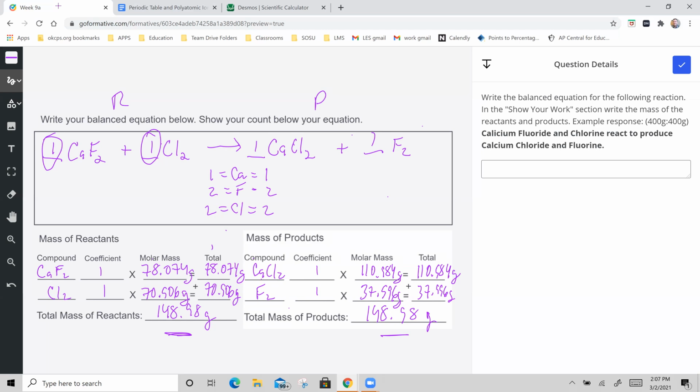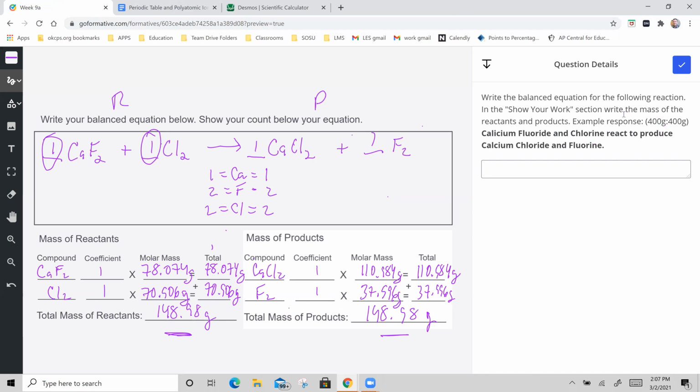When we run a reaction, the reactants don't produce more or less. It produces the exact same mass with the same number of atoms. In our balanced equation, we have the same number of calcium, the same number of fluorine, and the same number of chlorine on the reactant and product sides. Therefore, we have the same mass, even though they are rearranged.